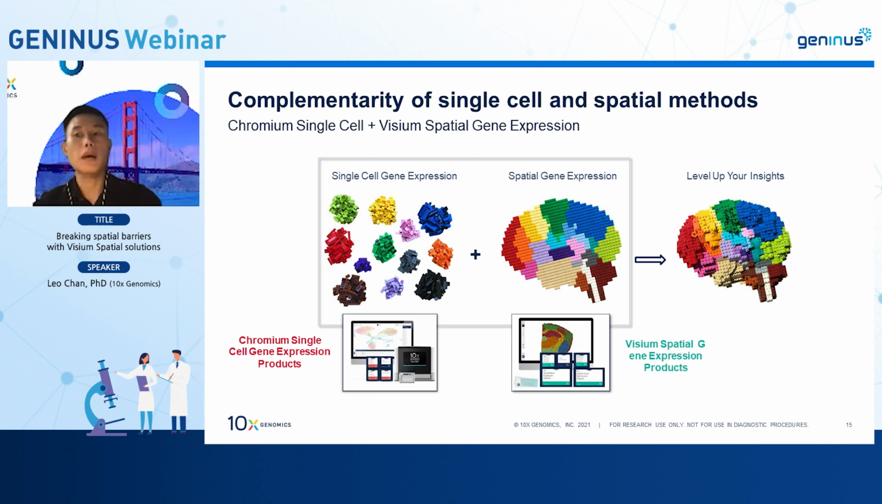What is unique about the publications I just talked about, and many more that I'm going to talk about soon, is the integration of Chromium single cell and the Visium spatial gene expression data. With these highly complementary techniques, you can look at the what, the where, and the how to level up your biological insights. At 10x, we offer the Chromium single cell and the Visium spatial workflows with these complementary products.